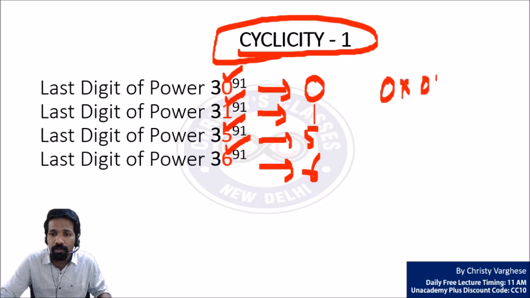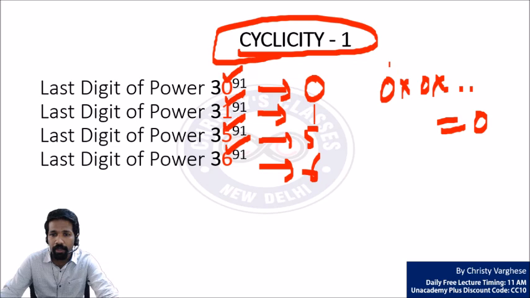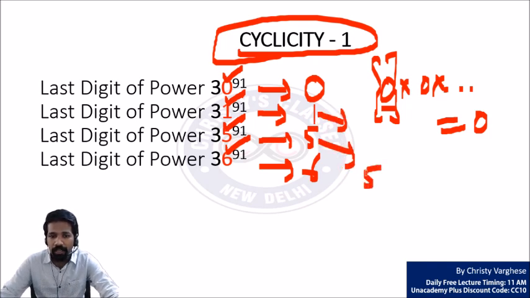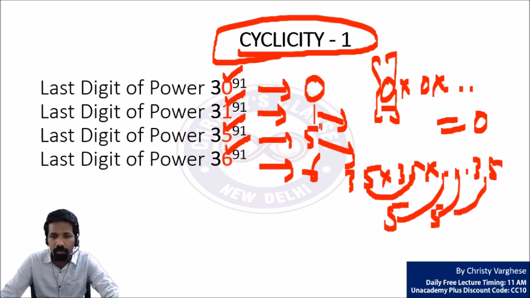Because 0 into 0 into 0, 91 times or 1000 times or 10,000 times, is going to be 0, because in the power cycle of 0, only one element is there. That is 0. And 1 we already discussed. 5: 35 into 35 into 35, 91 times. 35 into 35 means 5 into 5 is 25, 5 ending. That 5 into 5 again is going to be 5. So however many times you multiply, it is going to give you 5 only. Whatever the power, the last digit is going to be 5 only.